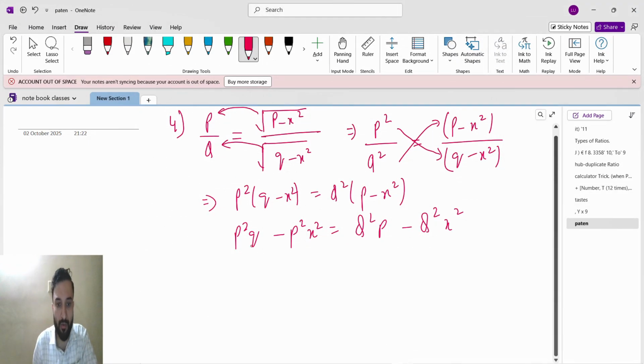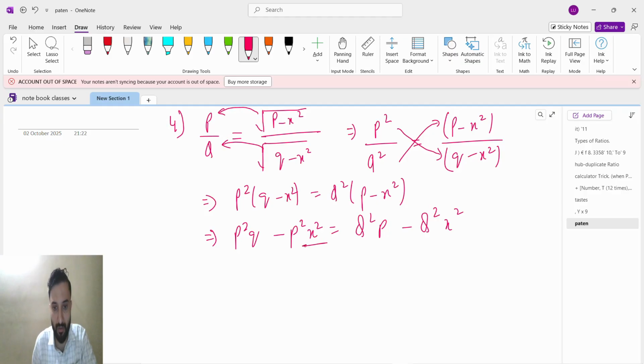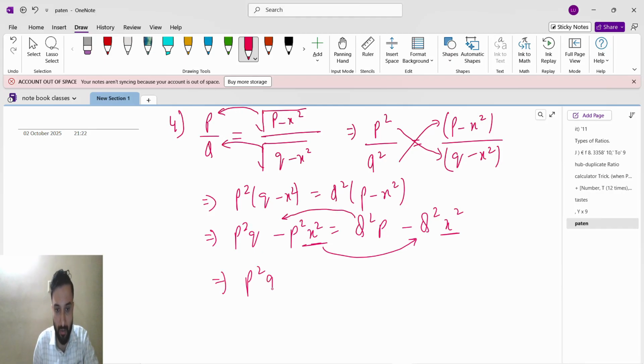Okay, now guys, next step. We have to find x. So x I will send to one side and this I will bring to this side. So it will become P square Q, plus will go that side and become minus Q square P equals, see this minus will go that side and become plus, so P square x square and this is minus Q square x square.